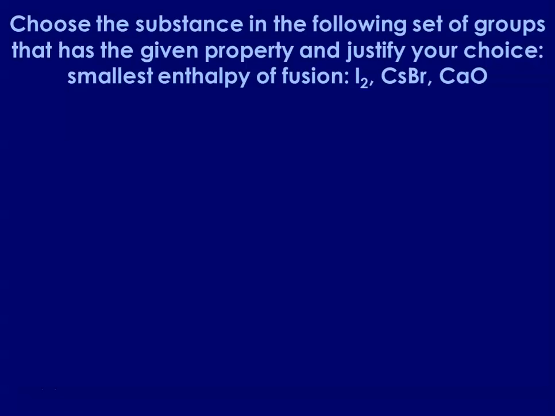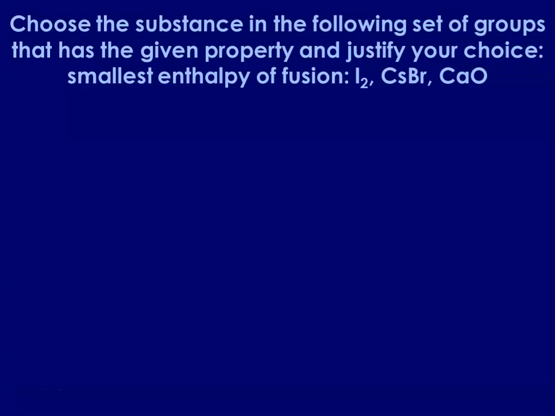Here we're looking at enthalpy of fusion. We want to know which of these has the smallest enthalpy of fusion. You have a molecular solid, I2, and then you have 2 ionic solids, CsBr and CaO. Well, I2 is nonpolar, so it just has London dispersion, while CsBr and CaO both are ionic compounds, so they have electrostatic forces. Your enthalpy of fusion is directly related to the strength of your intermolecular forces. So if we want the one with the smallest enthalpy of fusion, it would be I2.